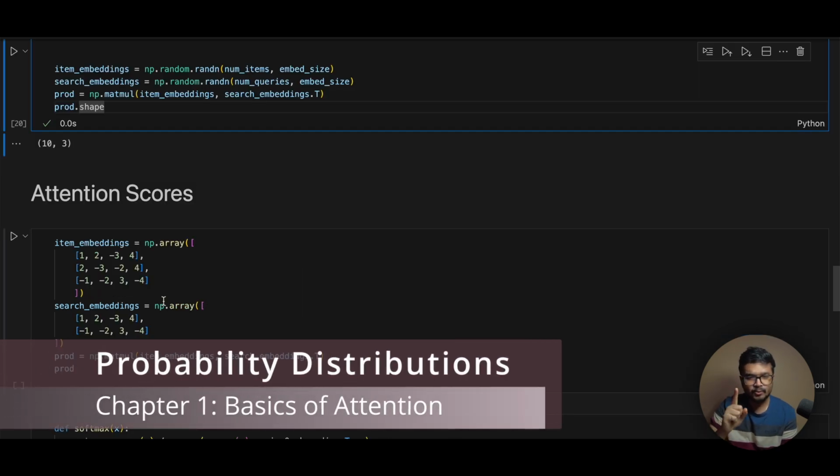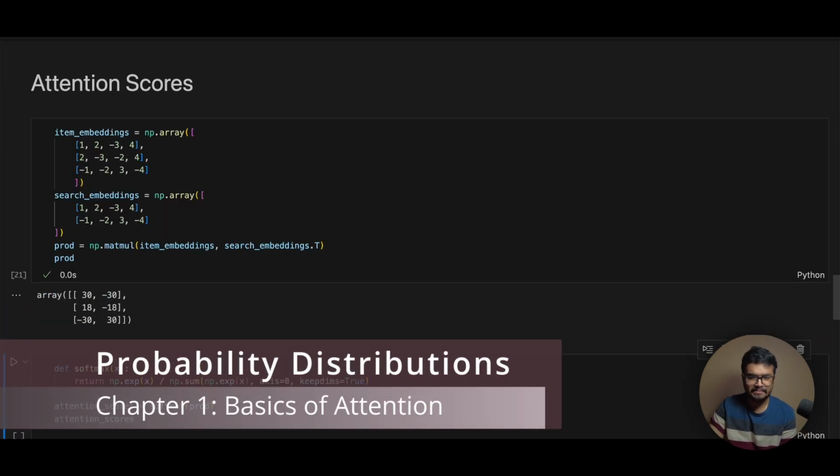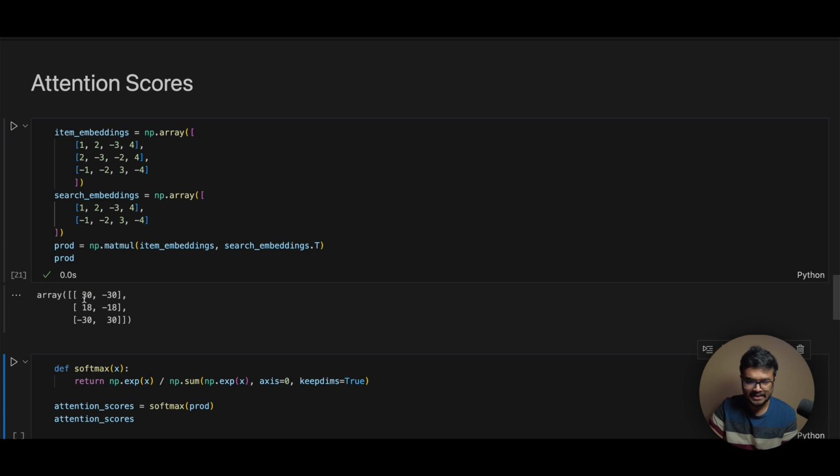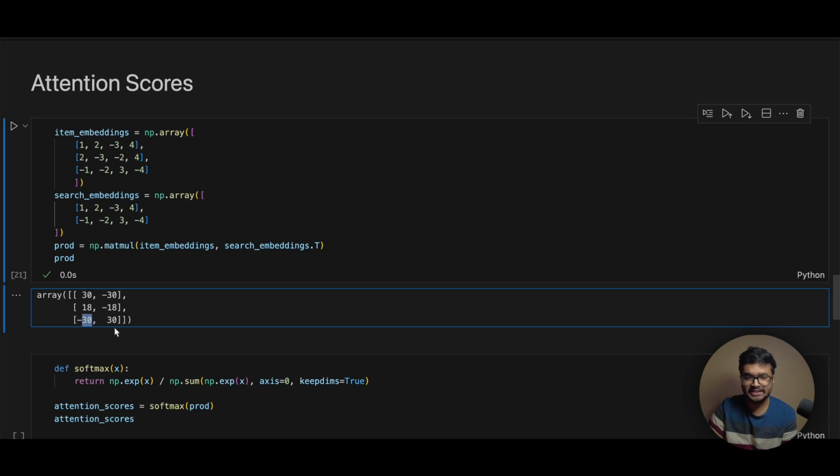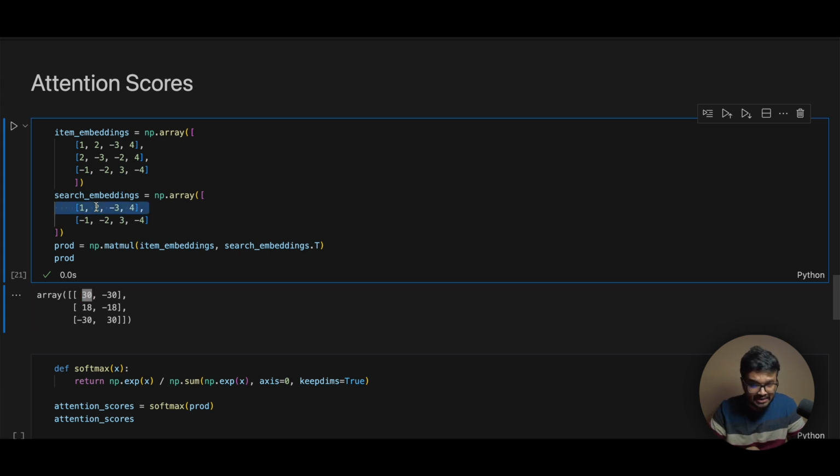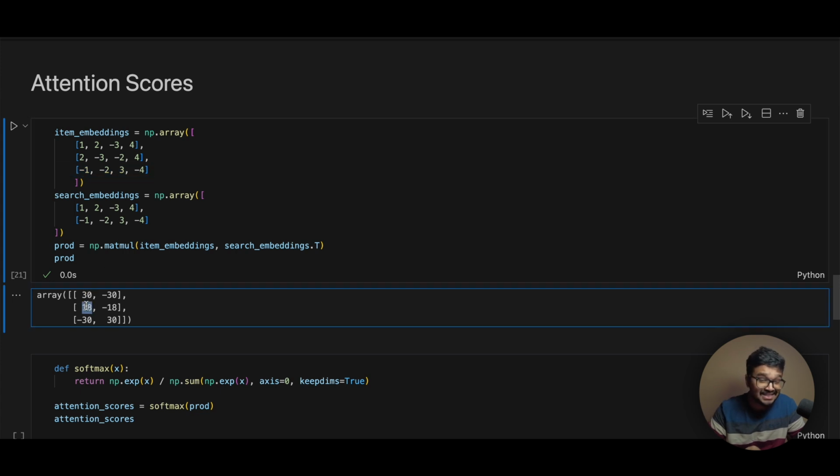Now the next thing I'm going to talk about is, again, let's get back to this earlier example. Now here we have this 30, 18, minus 30. But what if instead of having some random similarity score, what if we wanted to see how similar they are relative to each other in a normalized scale? What percent is this query similar to this item compared to that item compared to that item? So we have to convert these 30, 18, and minus 30 into a probability distribution. And the way to do that is to use the softmax operation.